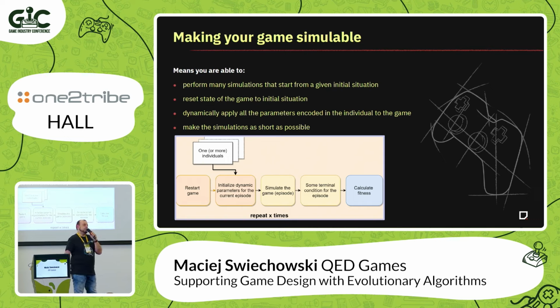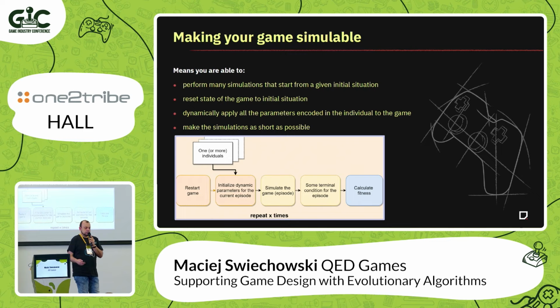And also, what does it mean that the game needs to be simulable? First of all, we need to distill some episodes of the game which look like this. We set the parameters which are stored in this individual and actually apply them in the game. And I will be showing some examples of what these parameters can encode.